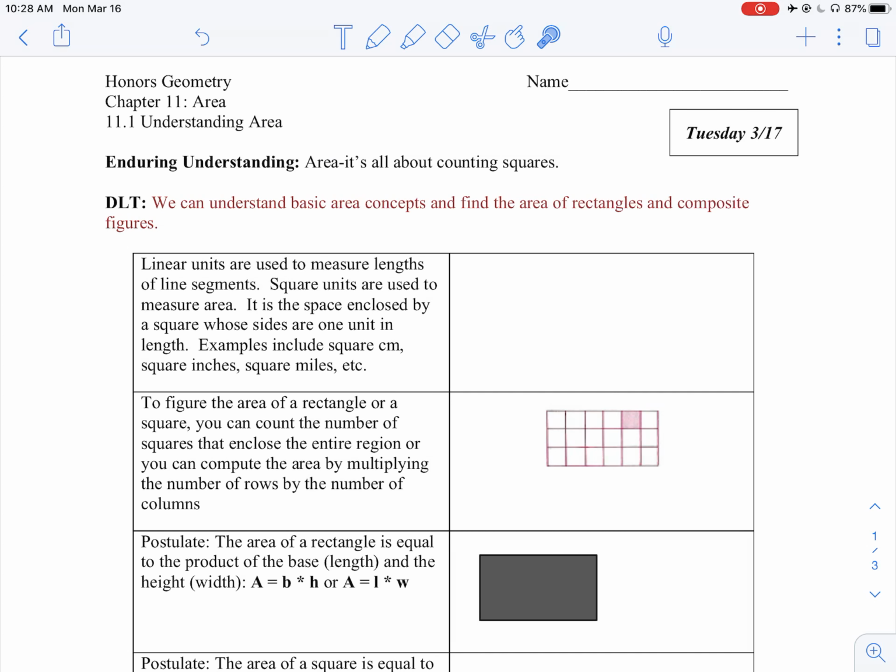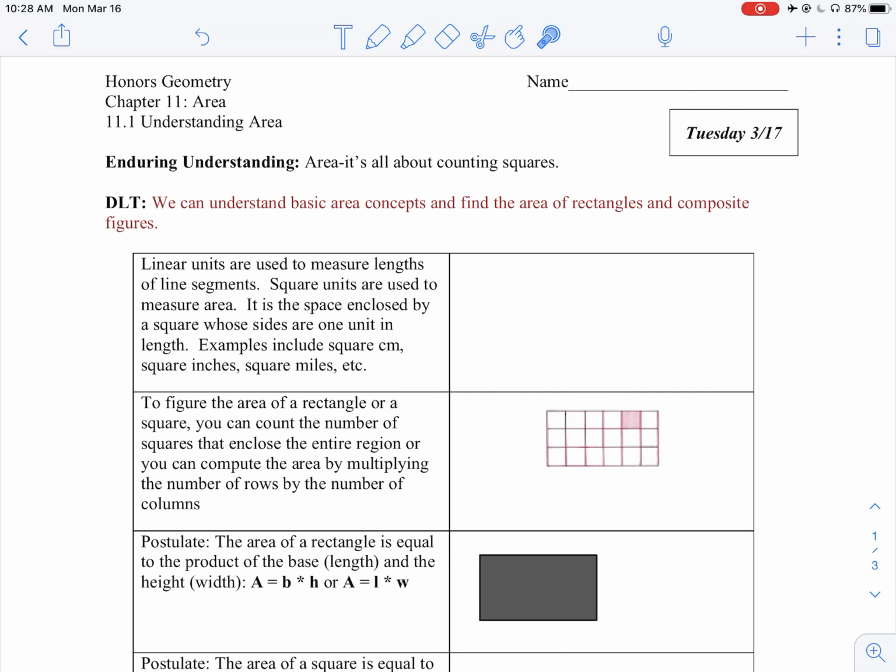As we move forward from here, we have a couple of postulates that are going to guide what we do here. The first postulate is this idea that if a region is closed, if it doesn't have any openings, it has an area. It might not always be easy to calculate, but it does have an area.